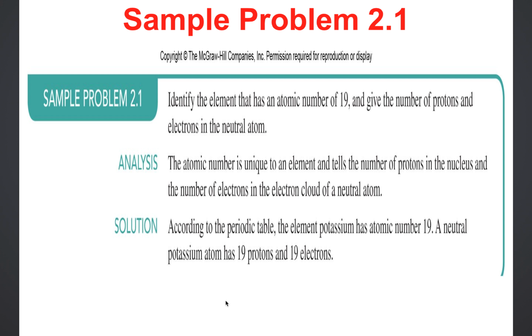Identify the element that has an atomic number of 19 and give the number of protons and electrons in the neutral atom. The atomic number is unique to an element and tells the number of protons in the nucleus and the number of electrons in the electron cloud of a neutral atom. So the solution would be: according to the periodic table, the element potassium has an atomic number of 19. A neutral potassium atom has 19 protons and 19 electrons.